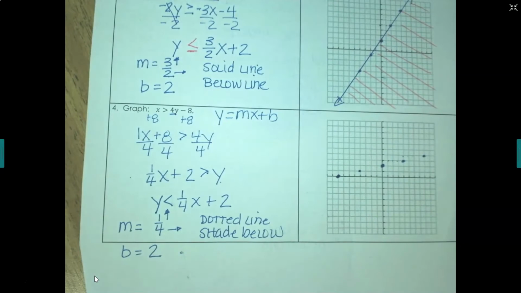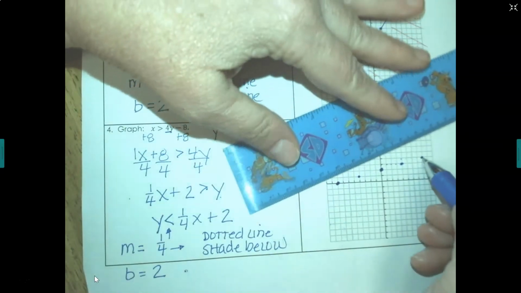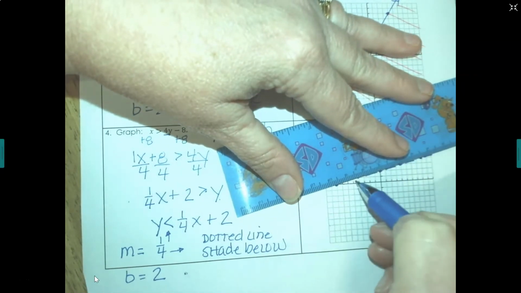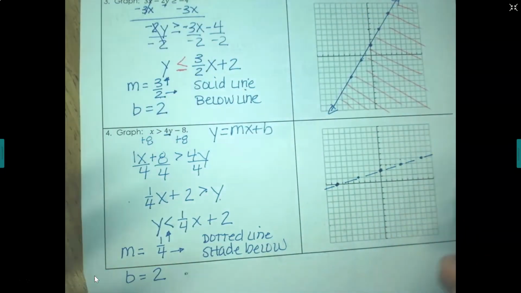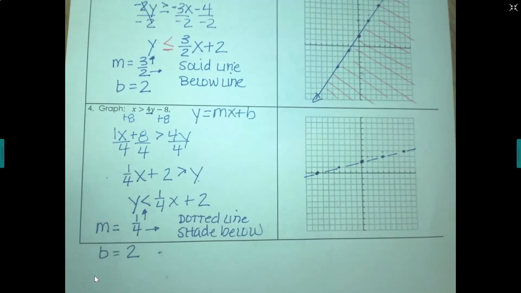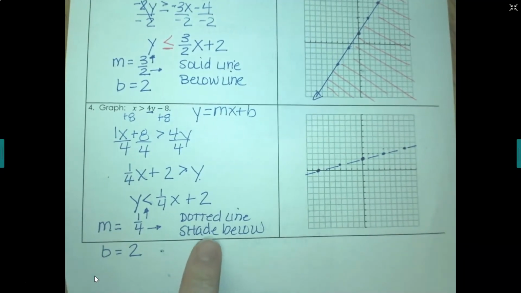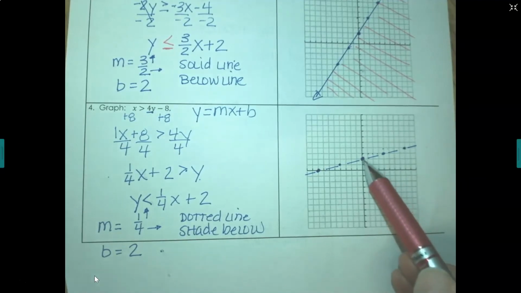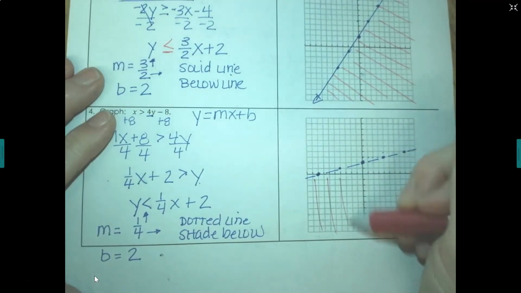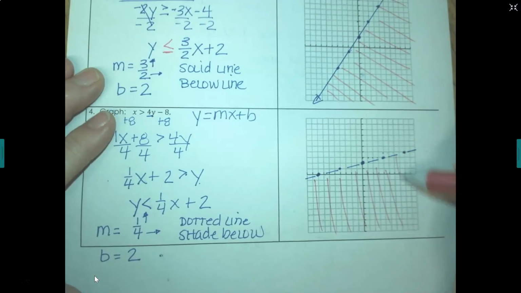Okay. Now that we've gotten that on our graph, we're going to have a dotted line. So remember, that means we're not going to make it a solid because the points on this line would not make the inequality true. That's just a visual reminder that the points on the line will not make the inequality true. And we had less than, so that means shade below. That means below the points. So here's my points. I want to shade below them. So this is my solution area.